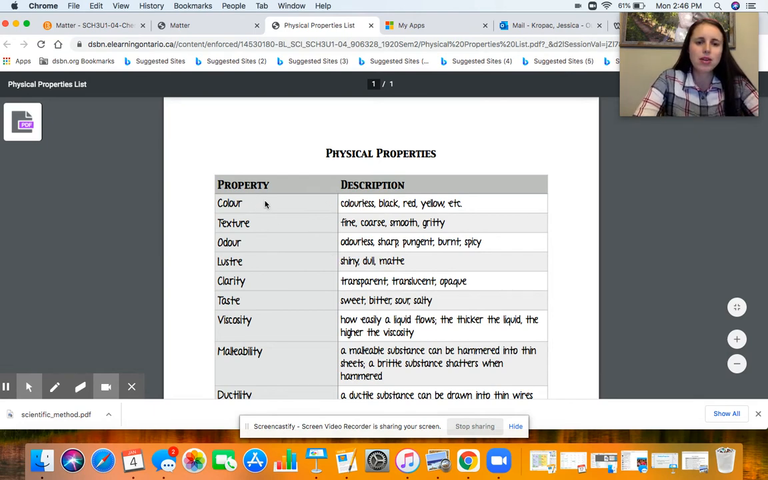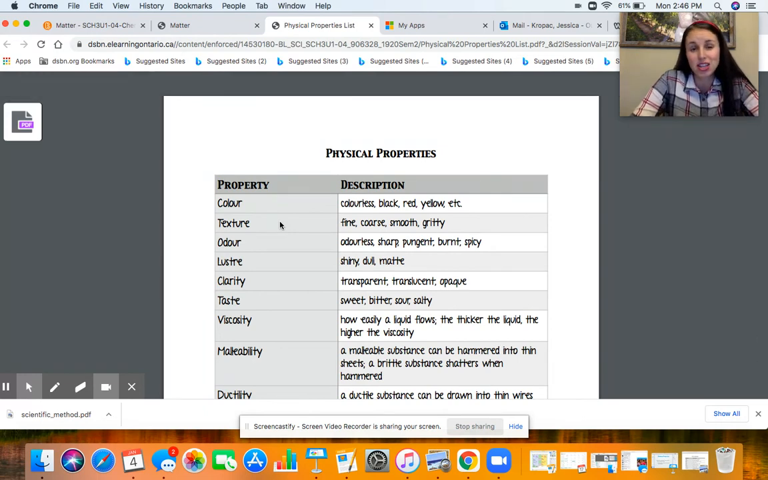Easy ones are things like color. Texture: you're not always going to be able to touch things in a lab, but even without touching things, you can sometimes tell what the texture is. If it looks fine, if it looks smooth, if it looks gritty. You can also define the odor of something. Remember, we always waft in chemistry, so you're never going to stick your nose right in something. You just waft it towards yourself. You can describe to me what something smells like. Luster is how shiny something is. So you're going to tell me if something is shiny, dull, or matte.